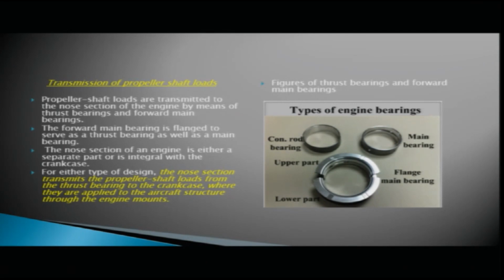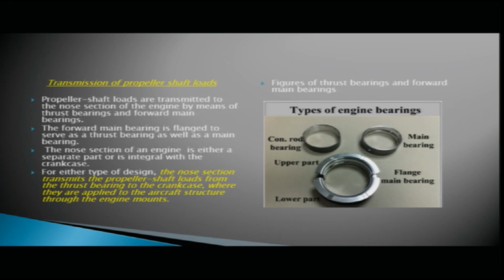So you have the thrust bearing and forward main bearing. By means of these bearings, you transfer the propeller shaft load to the nose section of the engine. The forward main bearing is flanged to serve as a thrust bearing as well as a main bearing. You can see this is your forward main bearing, which is flanged to serve as a thrust bearing as well as a main bearing.